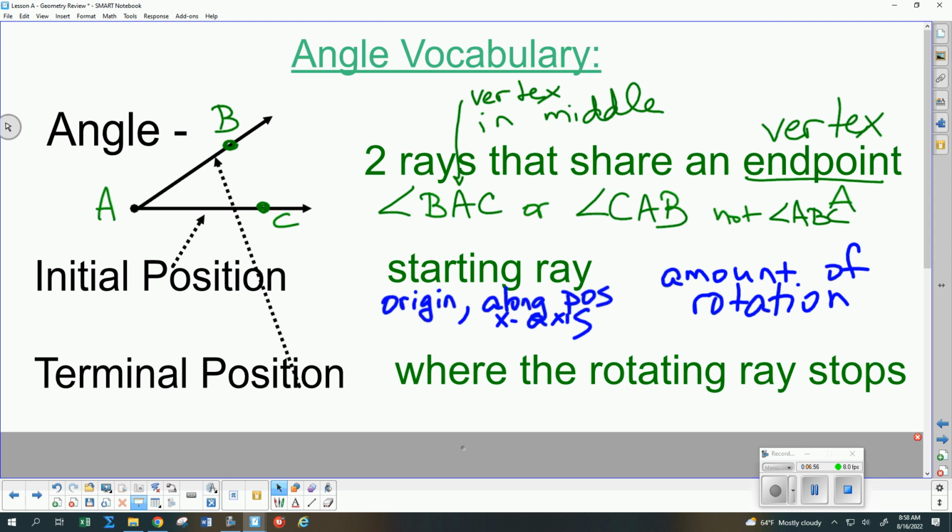Any questions about that? Okay, I'm going to ask you a question now. Can you tell me some different types of angles? When we talk about angles, there are often some different ways that we classify angles.